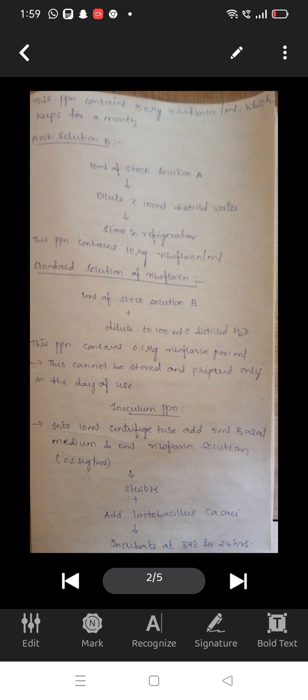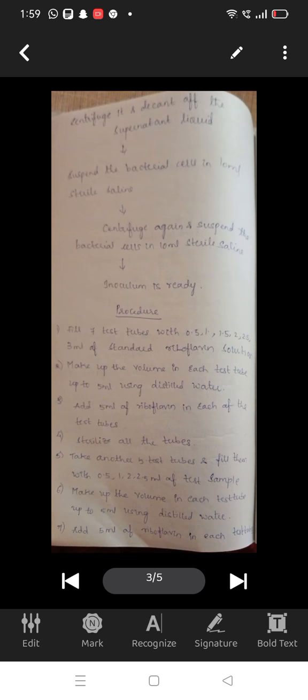Coming to the inoculum preparation, into a 10 ml centrifugation tube, add 5 ml of basal medium and 5 ml of riboflavin solution and sterilize that, and add Lactobacillus casei, which is used as a test microorganism, and incubate at 37 degrees centigrade. Next, centrifuge it, decant the supernatant liquid and suspend the bacterial cells in 10 ml of sterile saline. Centrifuge again and suspend the bacterial cells in 10 ml sterile saline, and then the inoculum will be ready.